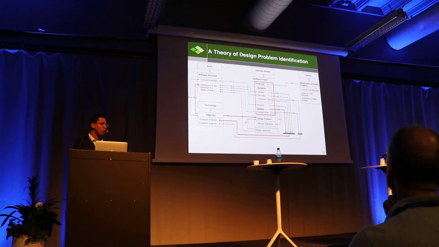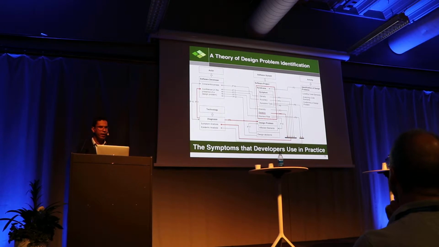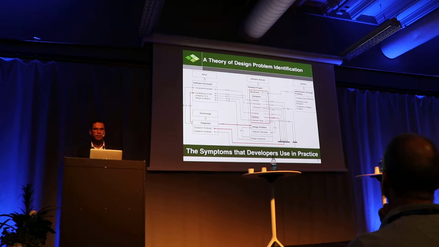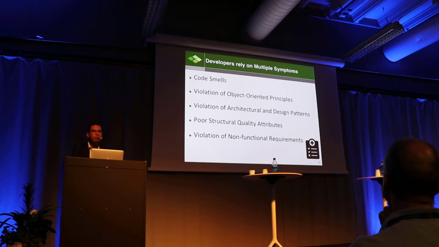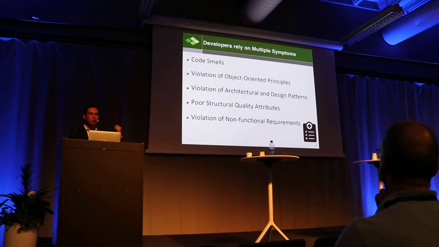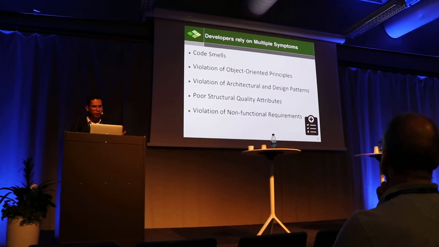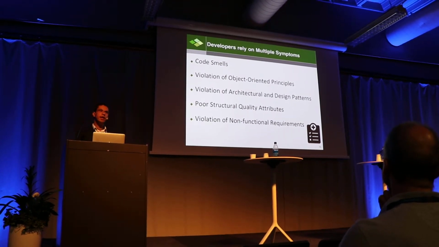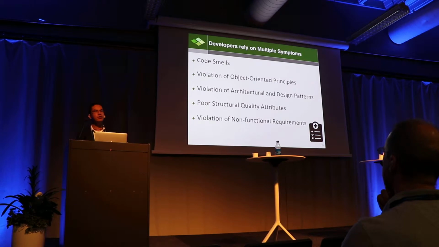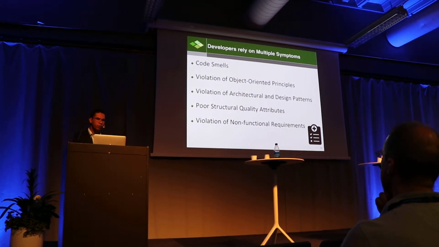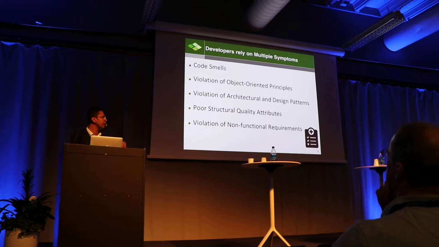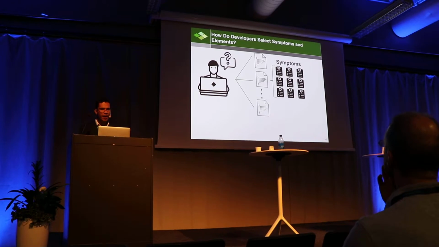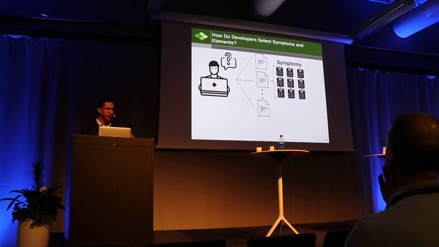Unfortunately, I cannot go through all of these constructs. However, I will explain a little bit about some constructs related to the symptoms that developers use in practice. We found that developers use multiple symptoms to identify design problems: code smells, violations of object-oriented principles, poor quality attributes. And this result is interesting because several studies rely on only one single type of symptom. But we noticed in the real world that is not exactly how developers work. They use multiple symptoms.